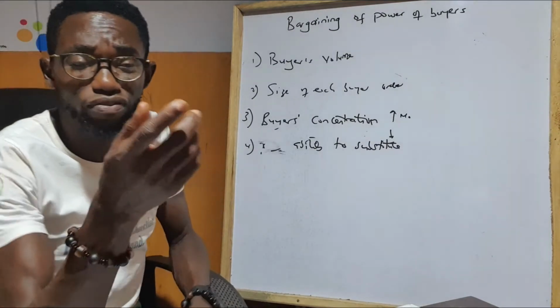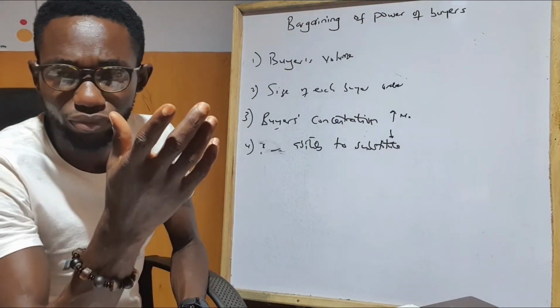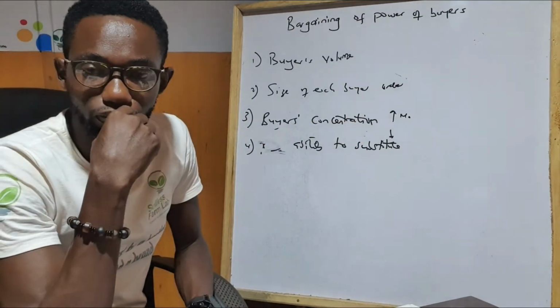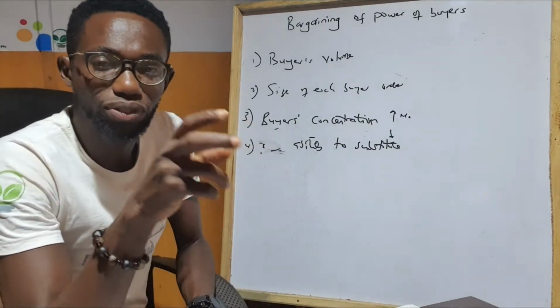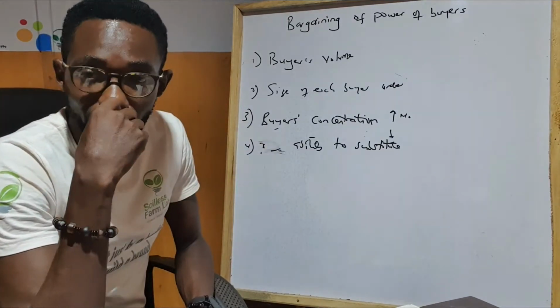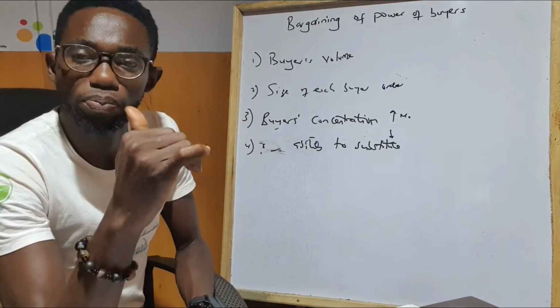And the person goes, if I don't even use tilapia, I can use catfish. So what is their ability to substitute? Is it easy for them to get a substitute for your product or service? If it is, they have the power. If not, you have the power.